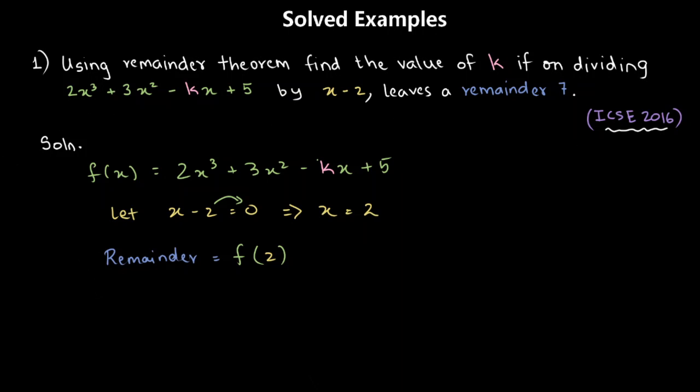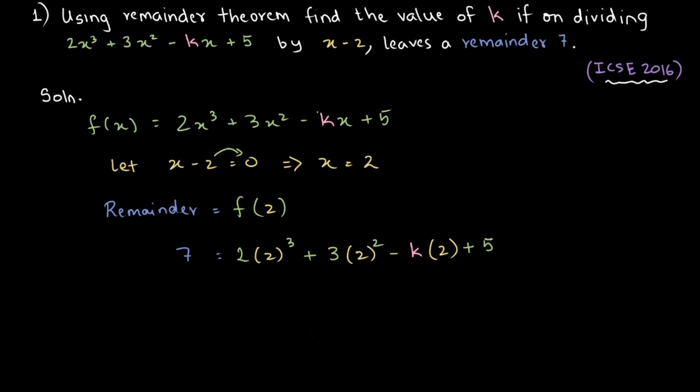They've given us the value of the remainder as 7, so I can say 7 is equal to, instead of f of 2, 2 times, well, x now has become 2, so 2 times 2 cube plus 3 times 2 square minus k times x, which is again 2, and plus 5. As you can see, we have this single equation with k as the only unknown, and if I solve that, I should get the value of k.